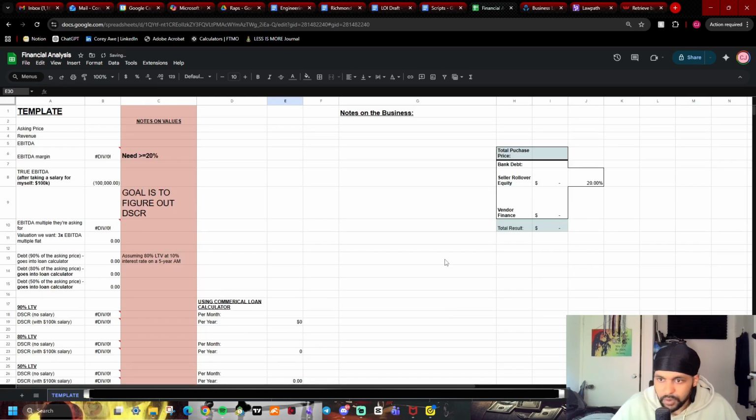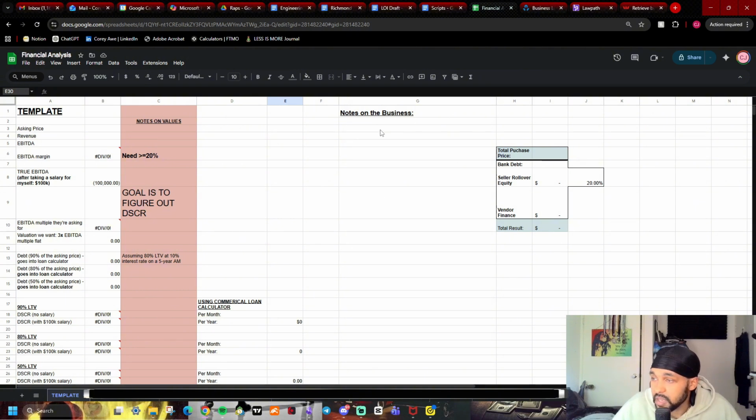And then just for presentation's sake, over here, you can just have what's the total purchase price that you want, and you put the bank debt that you would want to get from that. Maybe if it's 100%, you put 100% there. But you do want seller rollover equity and vendor finance or seller finance because that actually incentivizes the seller to make sure that the business does well after you acquire it. So they still have a piece of the pie, which is preferable, right? And then it'll tell you the total result there. So that's basically what it is.